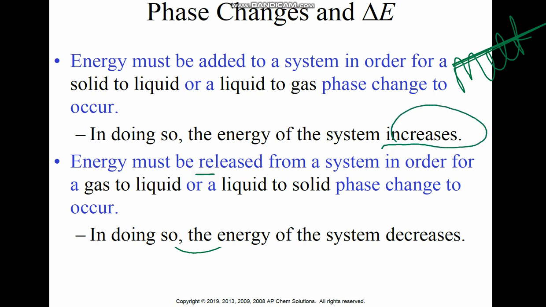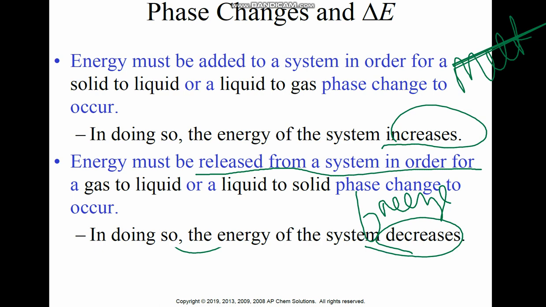Energy has to be released from a system in order for a gas to liquid or liquid to solid phase change to occur. This is when we're freezing or condensing something. And then the energy decreases.